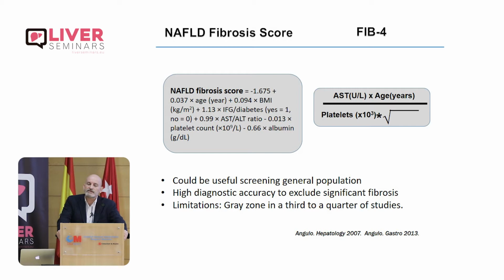To address this point, we have many non-invasive methods. The 2 most frequently used in clinical practice are the NAFLD fibrosis score and the FIB-4. They are very useful in clinical practice. We can screen the general population. They are very potent, saying which patient did not show any data of fibrosis, and fibrosis could be excluded and the patient could be discharged. But the main limitation is the wide gray zone. Many people give a result that is uninterpretable, and we cannot make decisions.